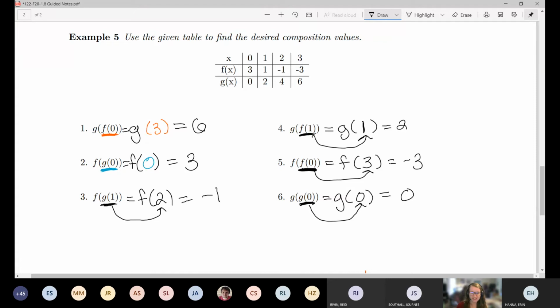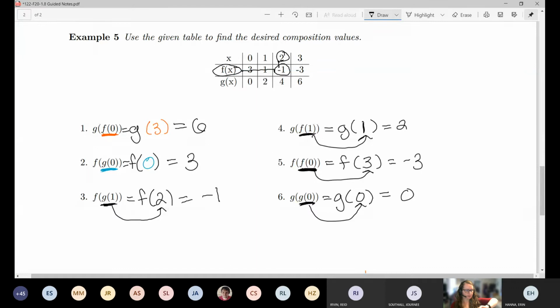Questions on that? Yep. Once I replace g of 1 with its value of 2, then I want to find f of 2. So my f of x values at 2, go and meet yourself on the table, will get us negative 1. Any more questions on this idea?